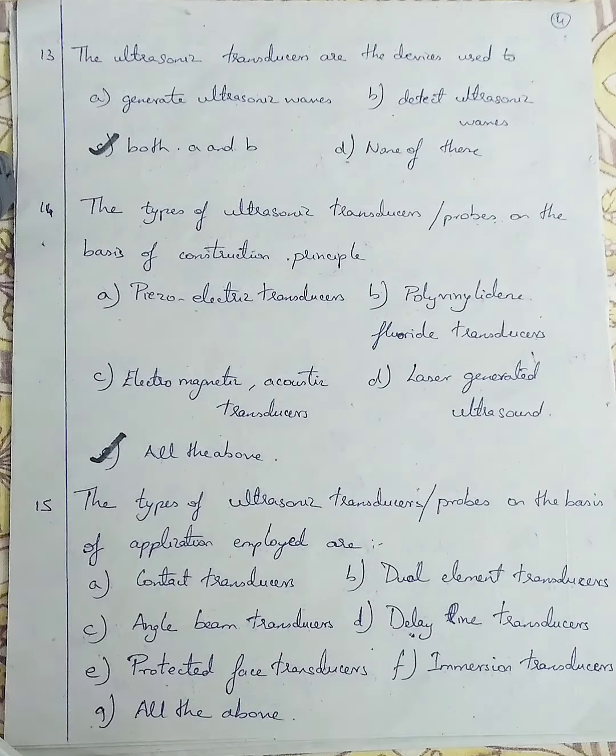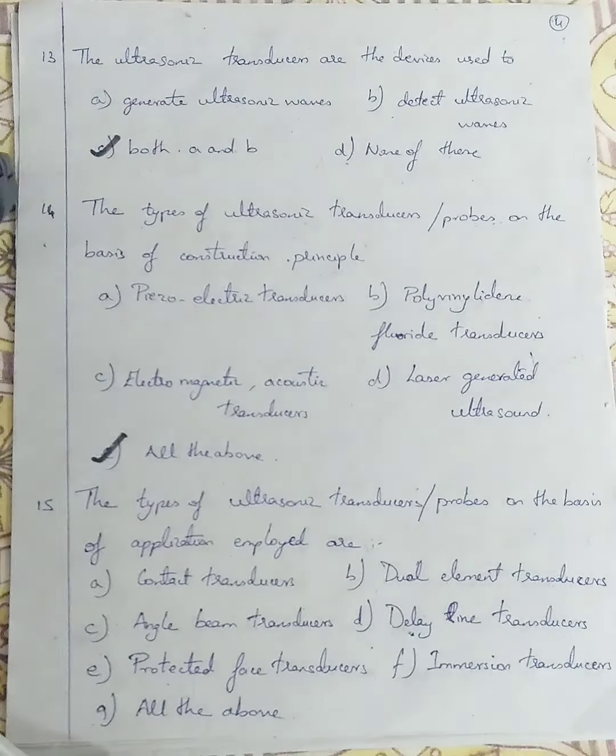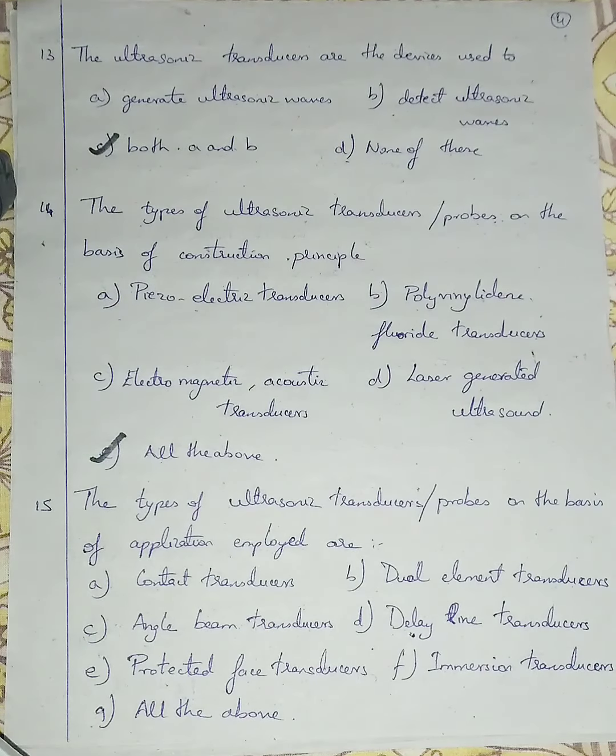Question number 15. The types of ultrasonic transducers or probes on the basis of application are employed are. Basis of application, how it is classified. Option A is contact transducer. Option B is dual element transducer. Option C is angle beam transducer. Option D is delayed line transducer. Option E is protected phase transducer. Option F is immersion transducer. Option G is all the above.